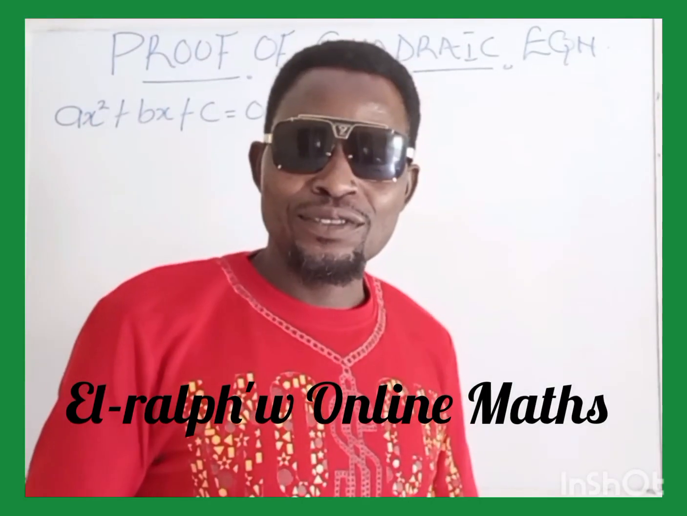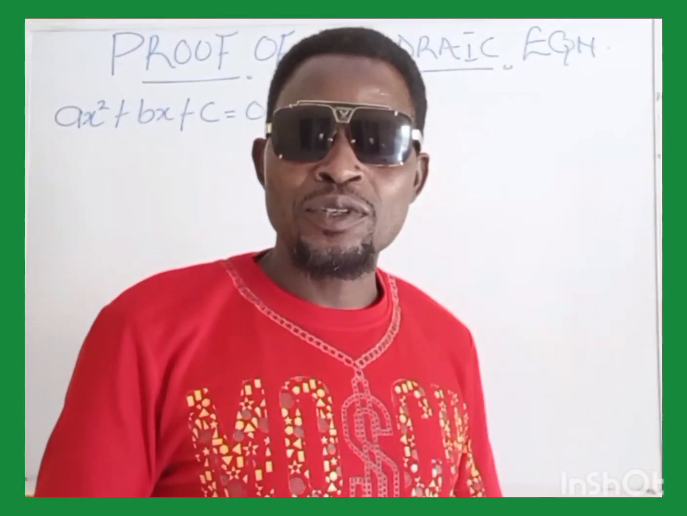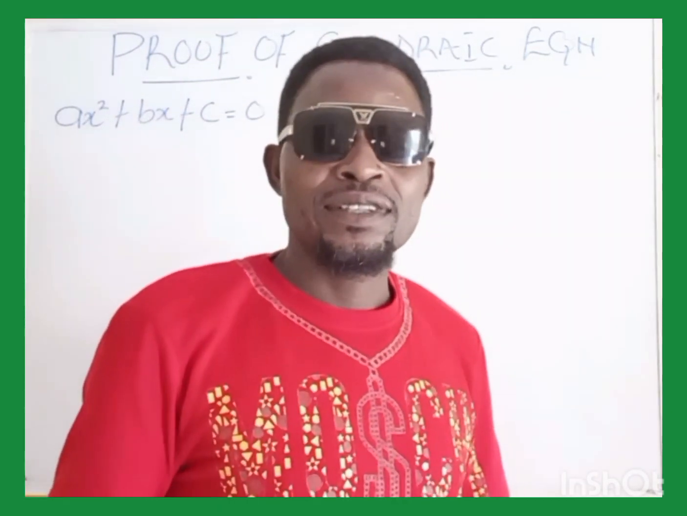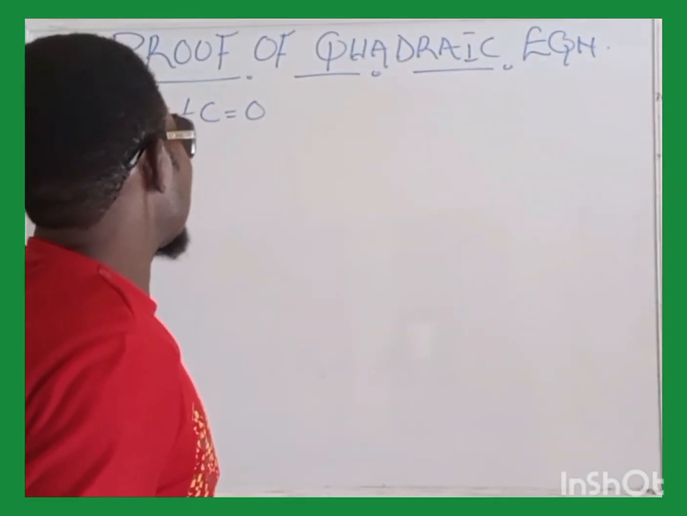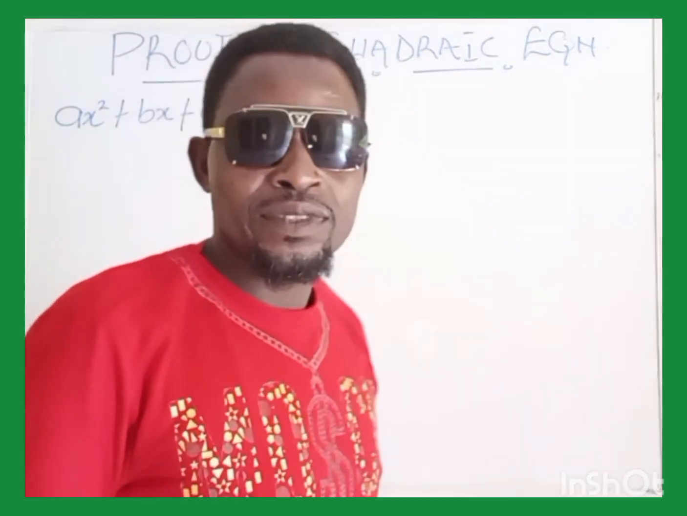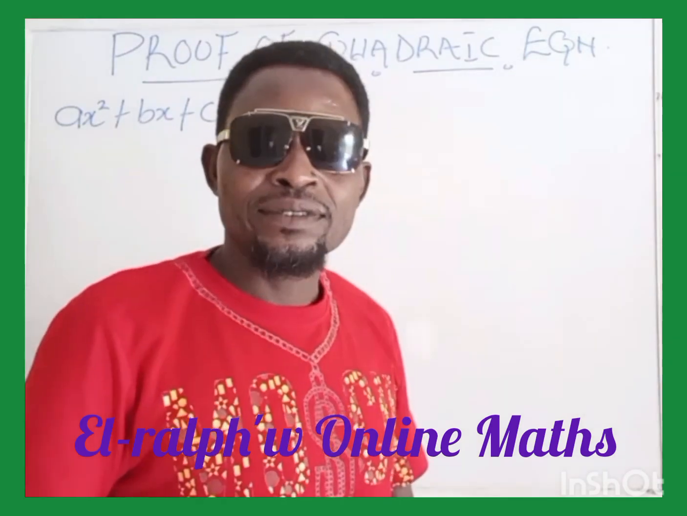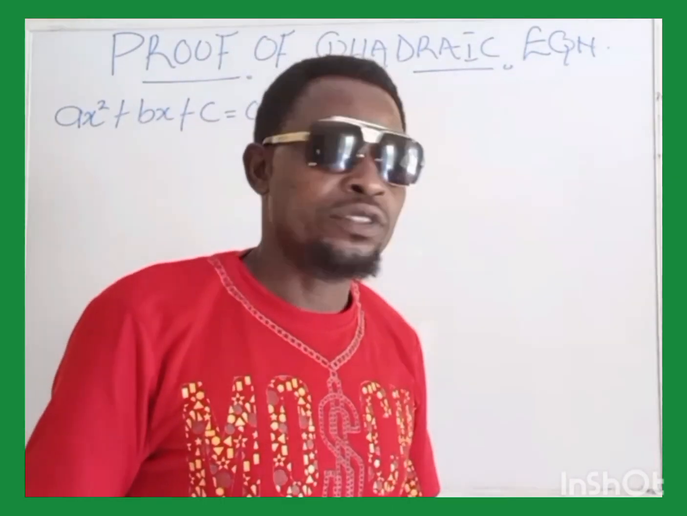Hello friends, today we're going to touch a quadratic equation which people always call the almighty formula. So how do we prove it? It is being proven from the equation of a quadratic, which is ax squared plus bx plus c equals 0. This is about just using a form of substitution and completing the square to get the equation.